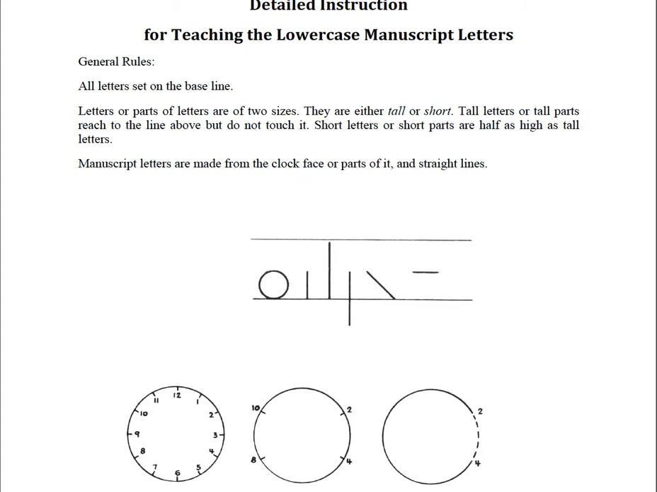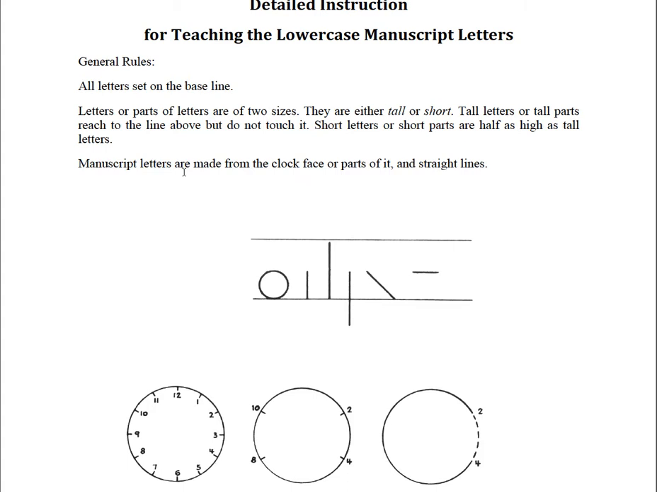General rules: all letters sit on the baseline, and the baseline is this line right down here. Notice we do not use a midline with this. For one thing, that's kind of a visual emphasis, so we skip that altogether. Letters or parts of letters are one of two sizes, either tall or short. Tall letters or tall parts reach to the line above but do not touch it. Notice here this line's almost there but not quite. Short letters or short parts are half as high as tall letters.